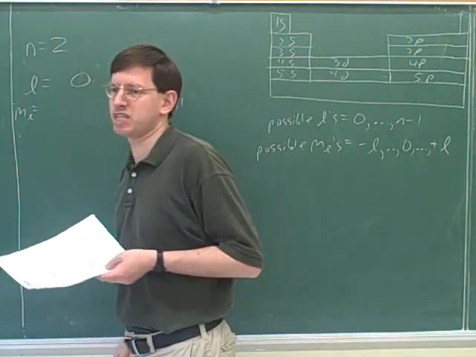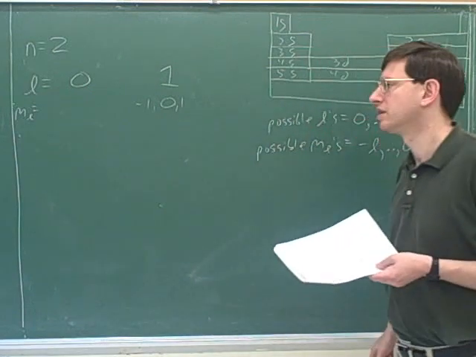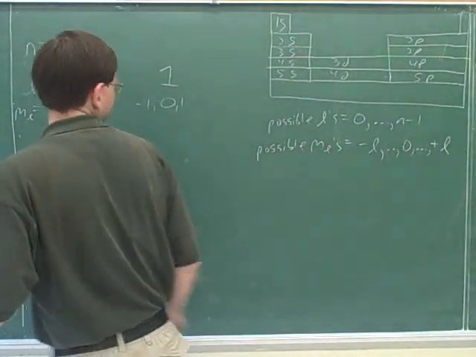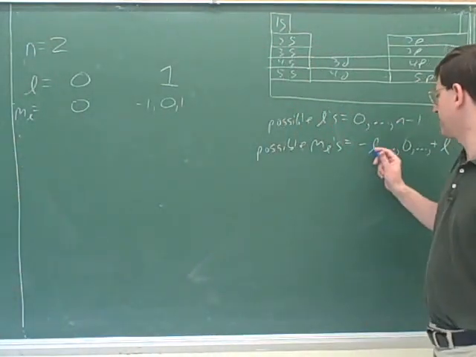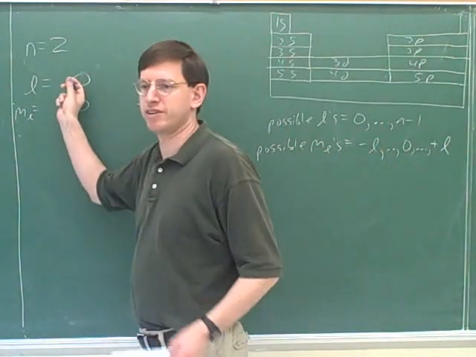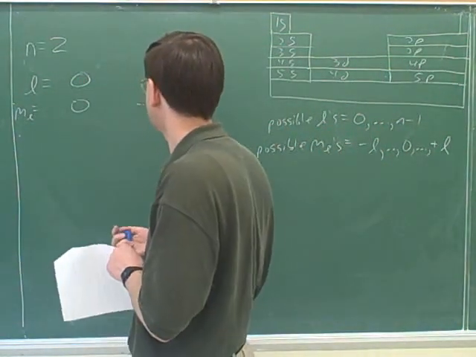When L is 0, then what are the possible values of m sub L? 0. That's it. Because if we're going from negative L to positive L, that would be from negative 0 to positive 0, which is just 0. Right.